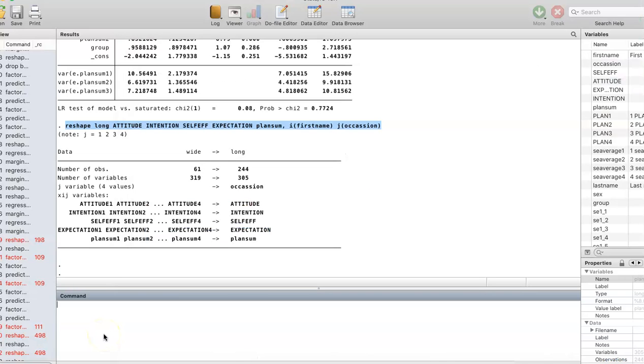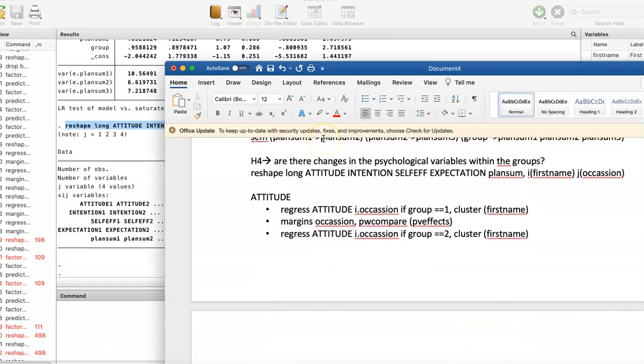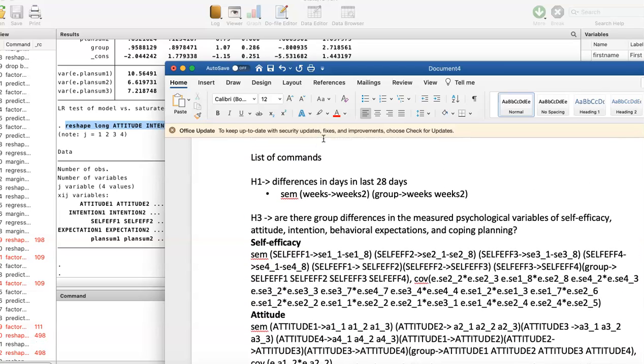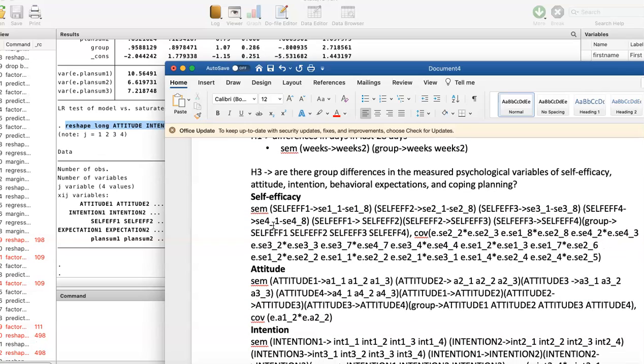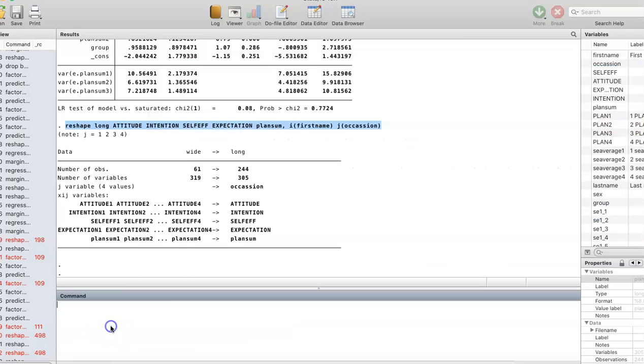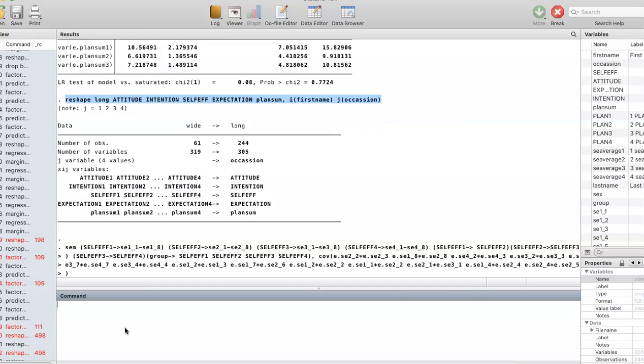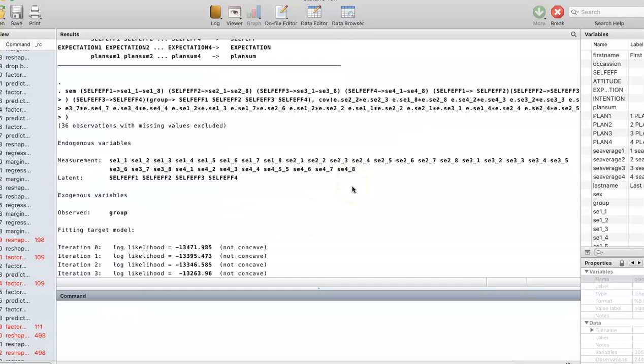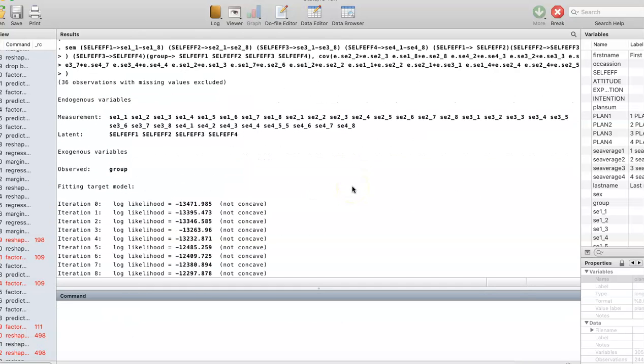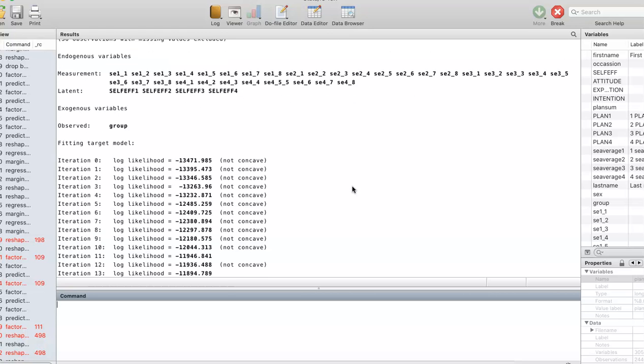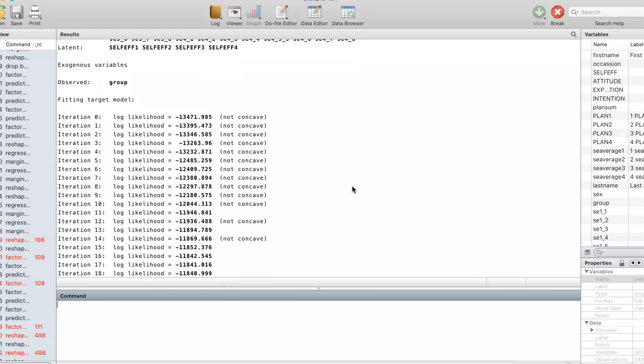I'm going to send you all of my actual list of commands, but I'll run through what I've done so far. So the first would have been testing the hypothesis: are there group differences in the measured psychological variables? Some of these things I did have some issues actually getting a good fit. I won't run any of the goodness of fit commands or the estat indices commands. I'll just have what came up right now.